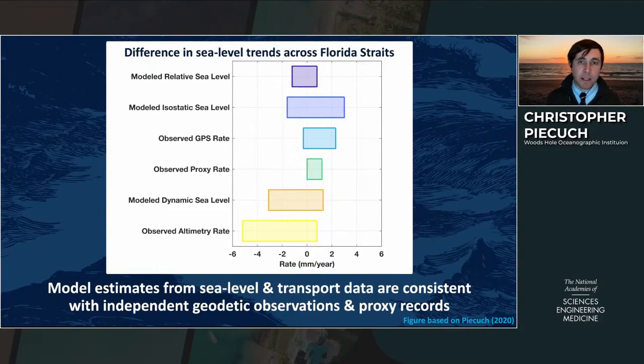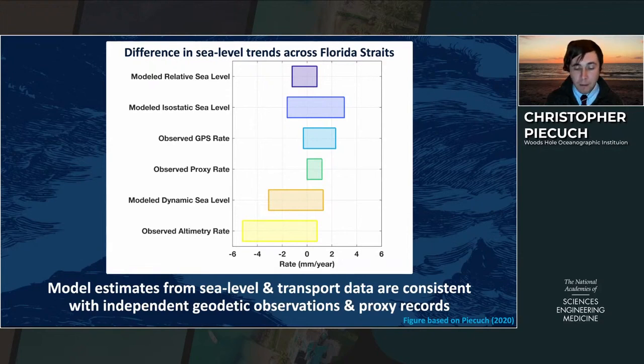And in fact, if you compare to independent data, they corroborate this. So if we look at the second, third, and fourth rows, again, I have my modeled isostatic rate. I'm comparing that to the rate of sea level rise inferred from GPS data, and also the rate of long-term change inferred from proxy records from mangroves and salt marshes. And admittedly, there's some uncertainty here, but the qualitative story that there is a positive trend is consistent. Likewise, if we look at the bottom two rows, again, the orange is my modeled trend in dynamic sea level. The yellow is what you get from satellite altimetry, which, although it's over a shorter period, gives the same sense, the same sign of trends.